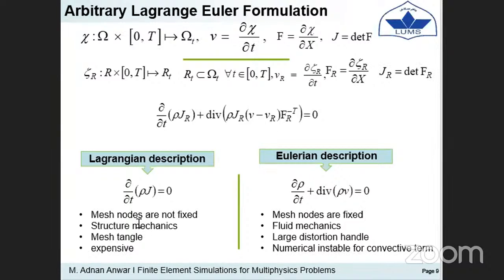In the Lagrangian description, mesh nodes are not fixed, and it is best suited for structural mechanics, and the mesh is tangible and it is expensive. In the Eulerian description, mesh nodes are fixed and it is more suitable for fluid mechanics. It can handle large deformations. And the disadvantage of the Eulerian description is that there may be instability due to the convective term.